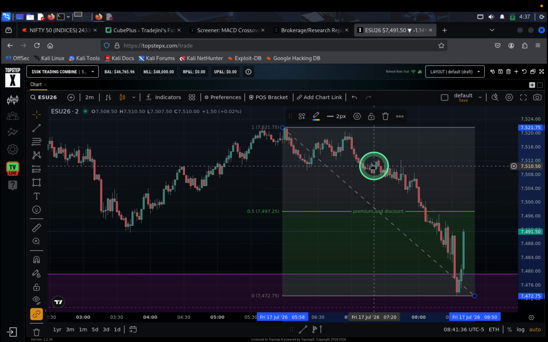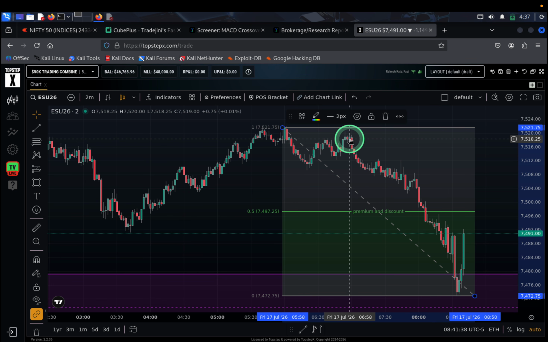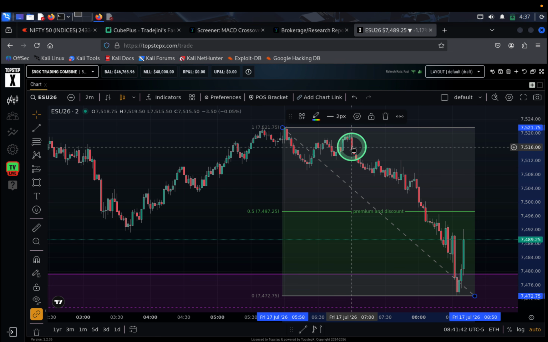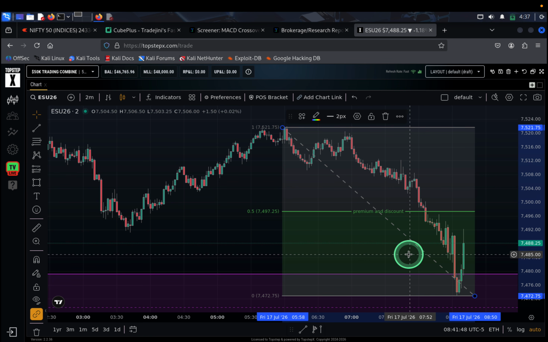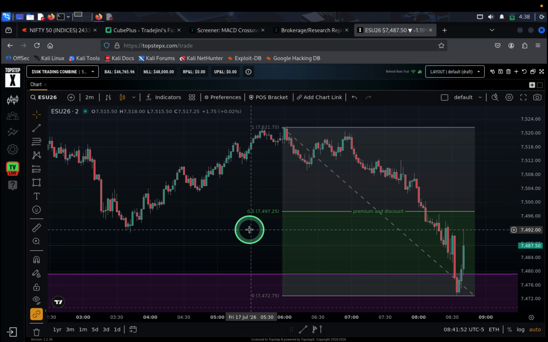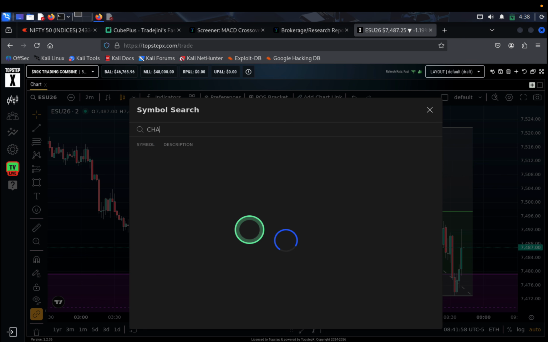So for example, this order block will act as a resistance point because it's also near a fair value gap and it's a green candle. So we understood fair value gaps, order blocks, and liquidity pools. Now it's time to study change of character.